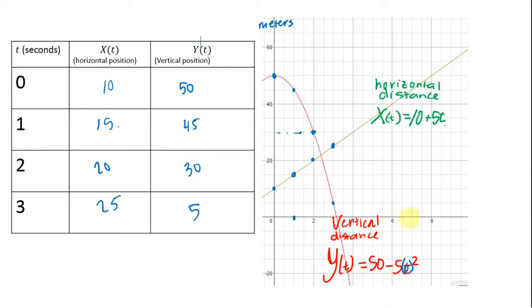If I substitute 1 for t, so at 1 second, 1 squared is 1 times negative 5 is negative 5, plus 50 is 45. 2 seconds, 2 squared is 4 times negative 5 is negative 20, plus 50 is 30. 3 seconds, substitute 3 for t. 3 squared is 9 times negative 5 is negative 45, plus 50 is 5. So 50 minus 45 gives me 5.